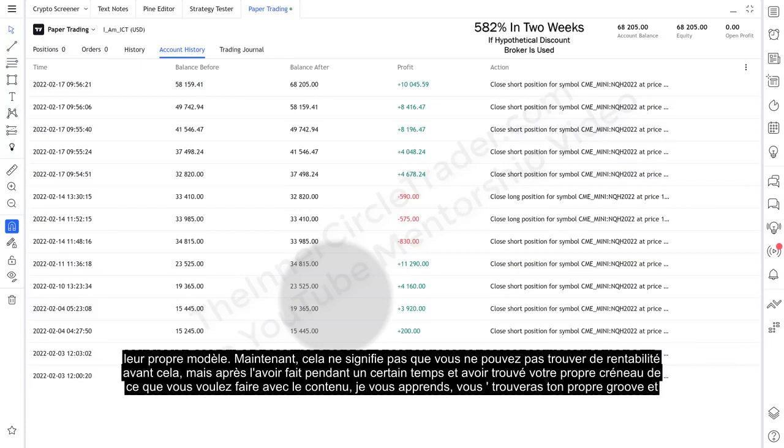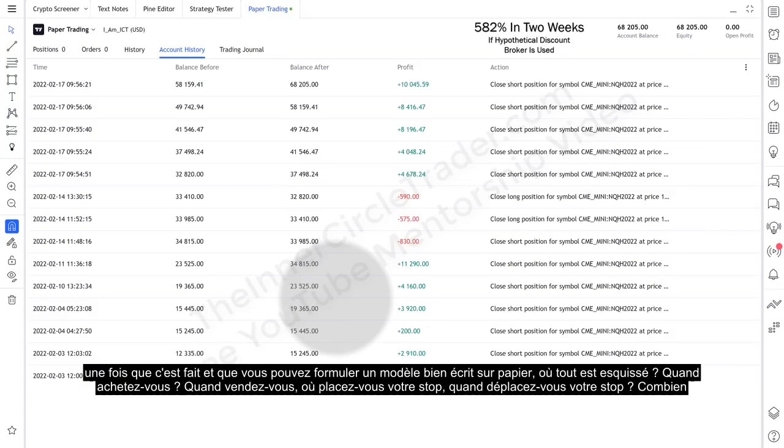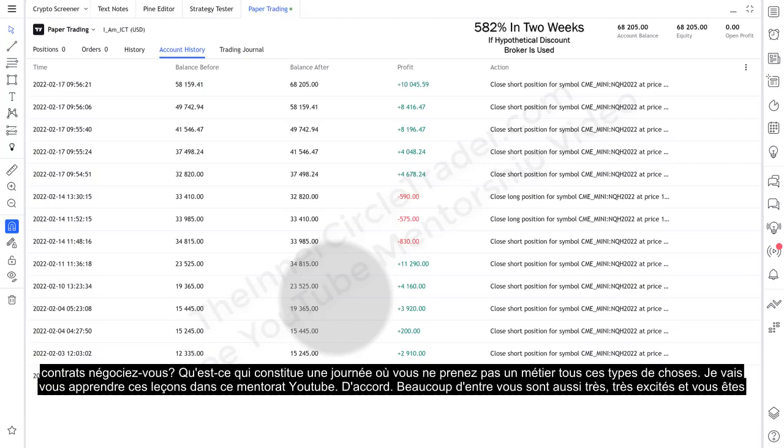Now, that doesn't mean you can't find profitability before that, but after you've done it for a while and you've found your own niche of what you want to do with the content I'm teaching you, you'll find your own groove. And once that's done and you can formulate a well-written model on paper where everything is outlined, when do you buy, when do you sell, where do you put your stop at, when do you move your stop, how many contracts do you trade, what constitutes a day where you don't take a trade, all those types of things. I will teach you those lessons in this YouTube mentorship, okay?